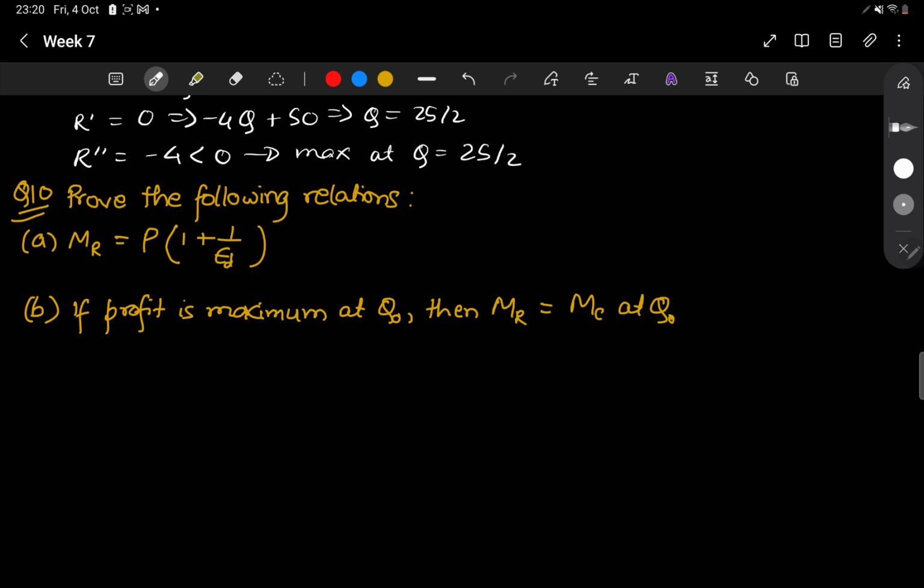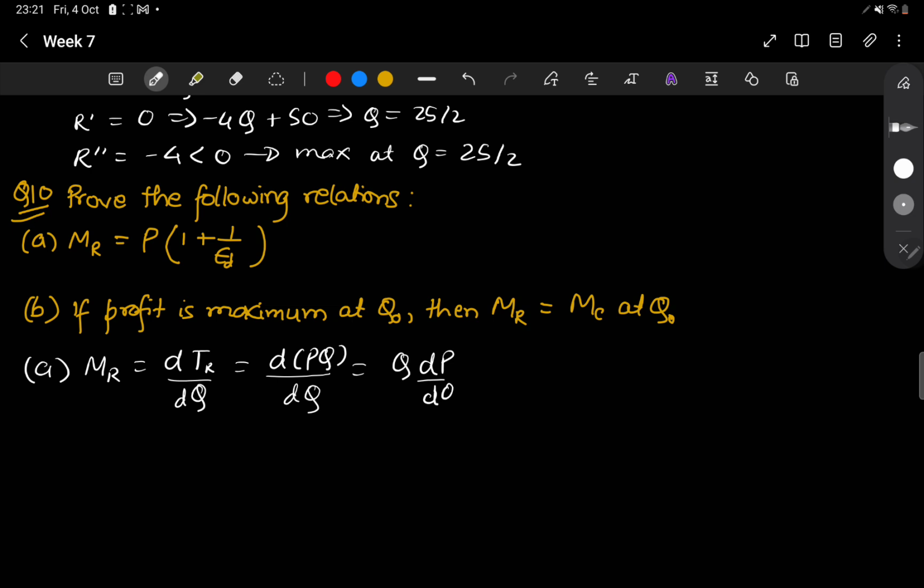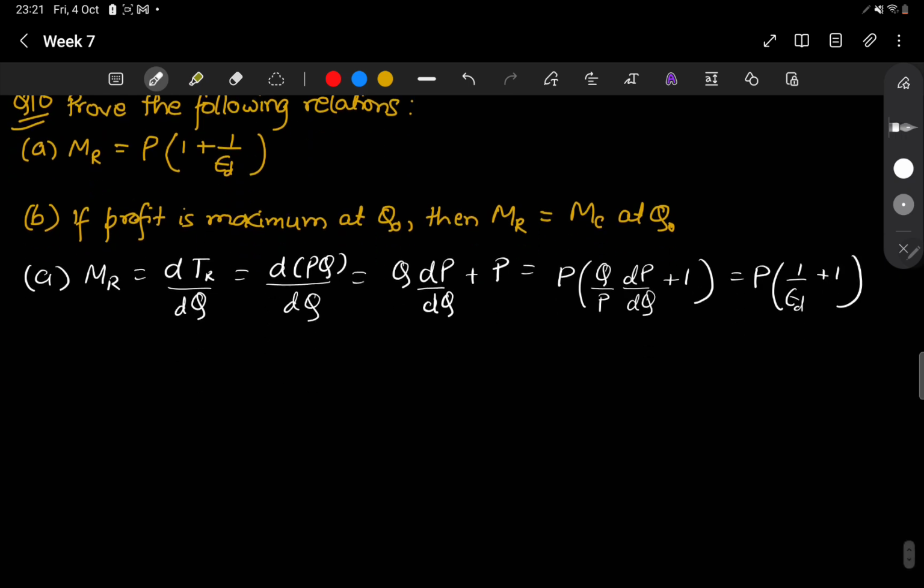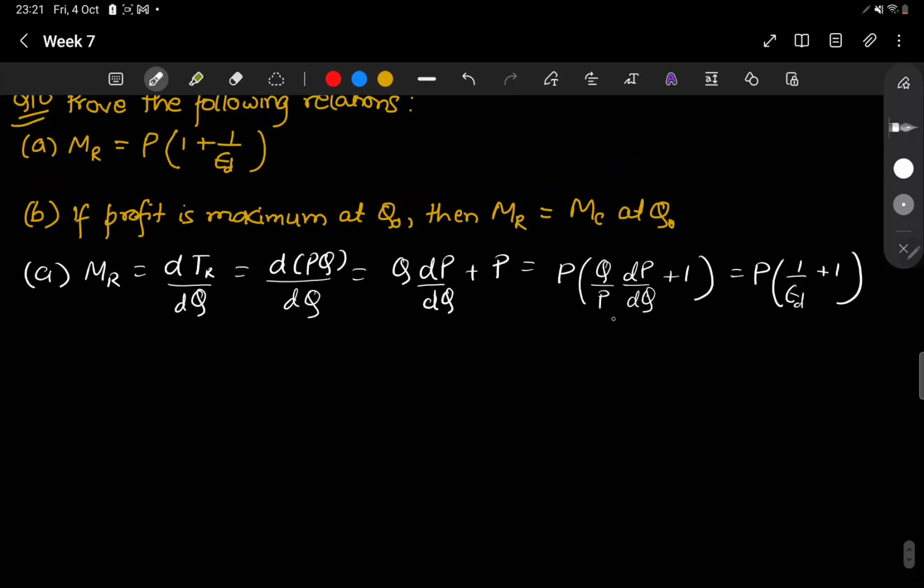So now we will discuss the solution. Last problem for today. Part A. The marginal revenue is the derivative of the total revenue function. Total revenue is P times Q, and using the chain rule we get the following. And this is 1 over epsilon d, that's the definition for elasticity of demand.